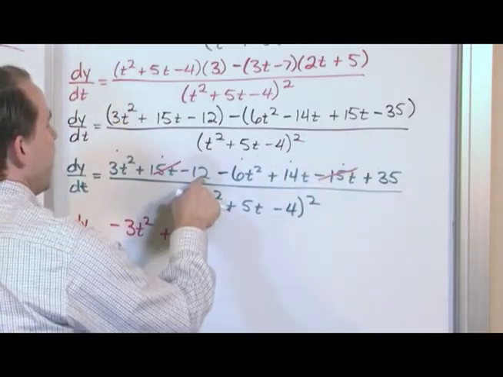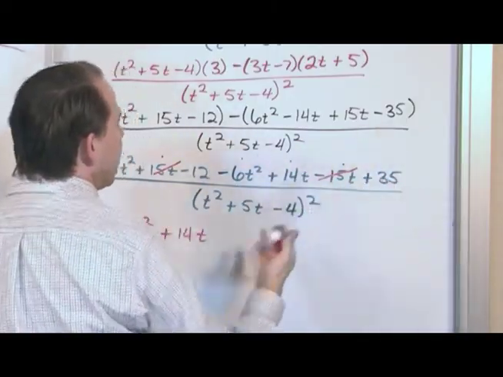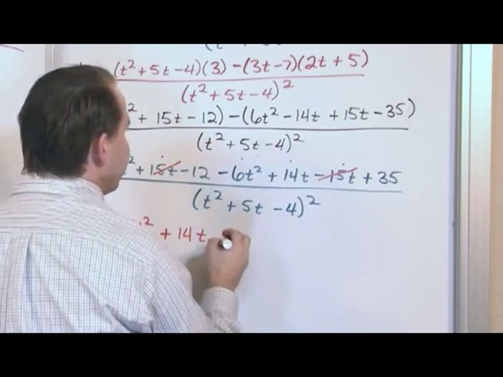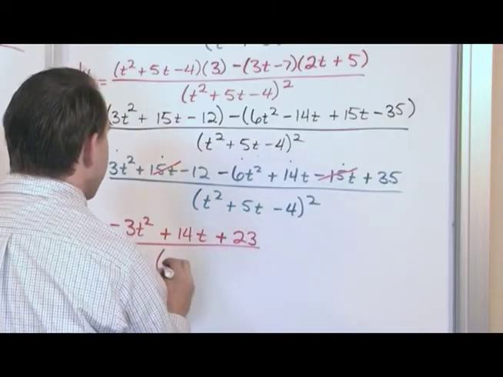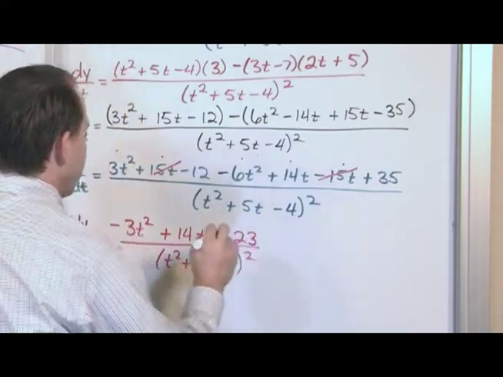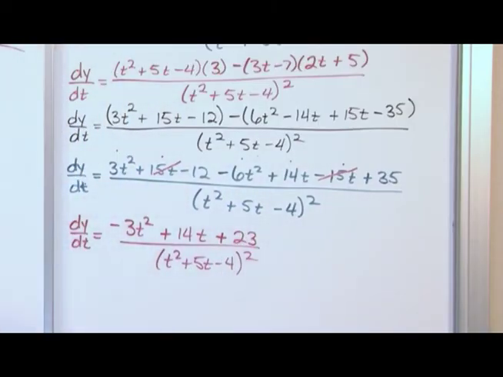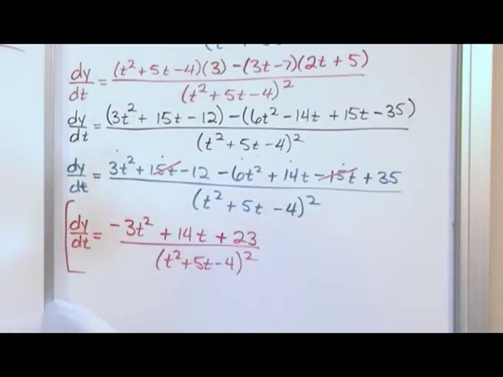So I've done the 14t, I've done the negative 15t. All right, and now I have 35 minus 12. So 35 minus 10 would be 25, minus another 2 will be 23. So I'll have plus 23 on the top, and on the bottom I'm going to have t squared plus 5t minus 4, and I'm going to square it. So the final answer there is going to be negative 3t squared plus 14t plus 23 over t squared plus 5t minus 4 squared, and that is the final answer. You could expand this out if you wanted to, but you'd have a really large bottom and it would actually look more messy than it does right now, so it's perfectly fine to leave it like this.